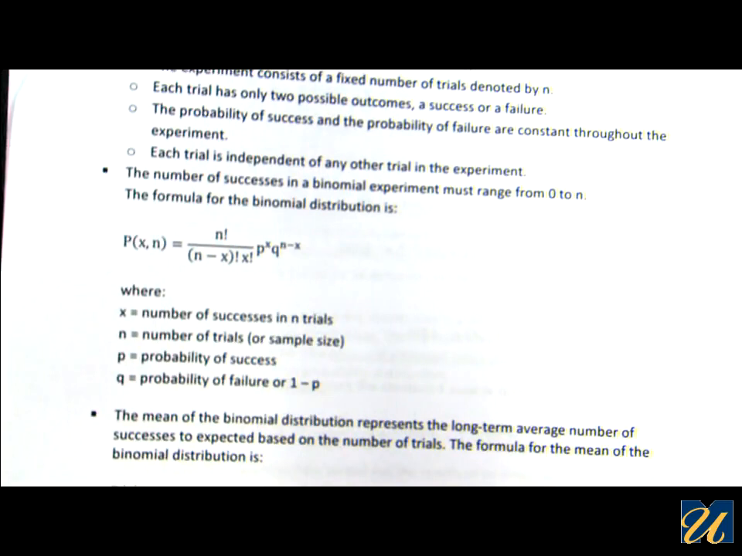So let's look at some symbols. First of all, factorial. When we talk about factorial, we need to know what it means. For example, if n was 3 and you had to calculate 3 factorial, you would do 3 times 2 times 1. If n was 5 and you had to calculate 5 factorial, you would do 5 times 4 times 3 times 2 times 1.